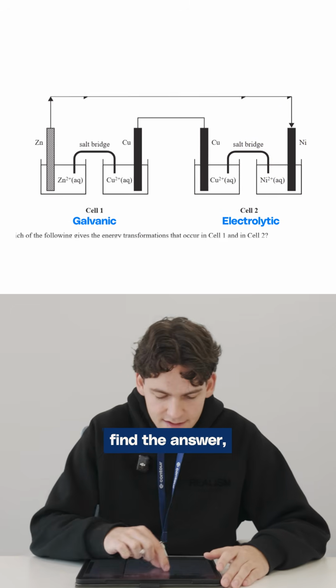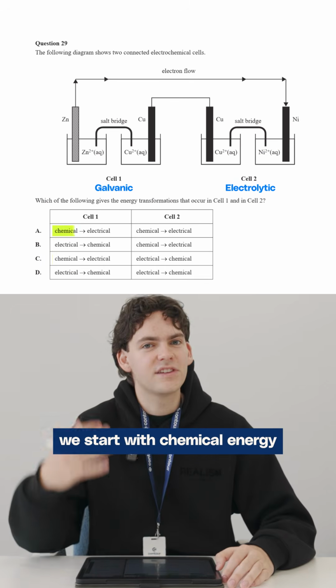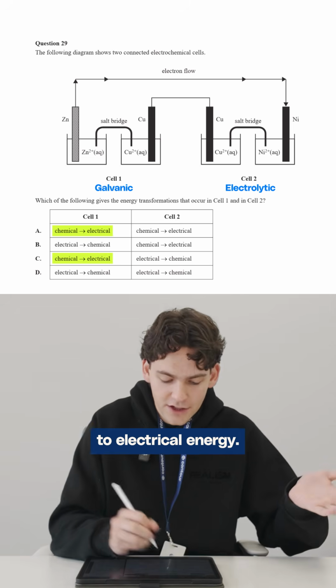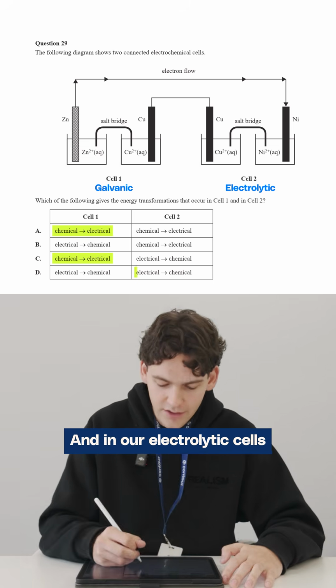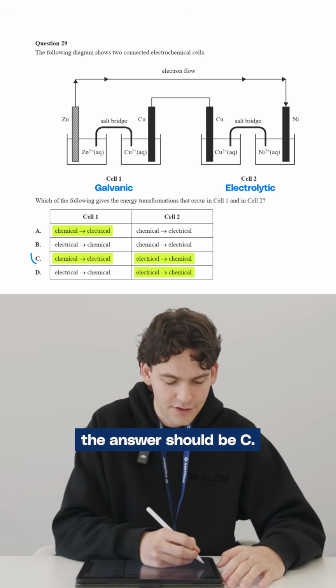So now we can go ahead and find the answer, because as we know, in our galvanic cells, we start with chemical energy and convert to electrical energy, and in our electrolytic cells, it is the reverse. So therefore, the answer should be C.